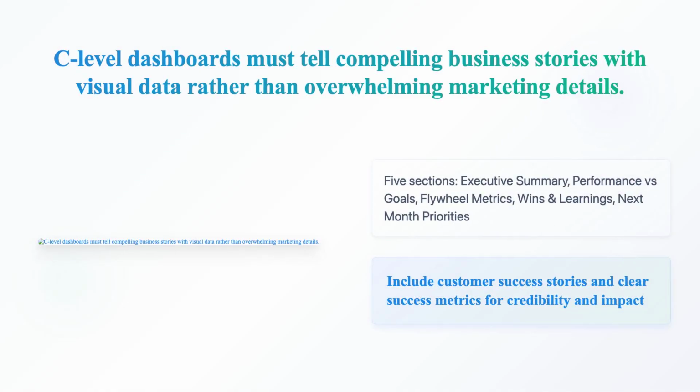Your C-level dashboard must tell a compelling story with data, not be overwhelmed with details. Structure it as one page with 5 key sections. Executive summary with 3 bullet points highlighting your biggest wins this month. Performance versus goals, showing pipeline and revenue metrics against targets using simple charts.